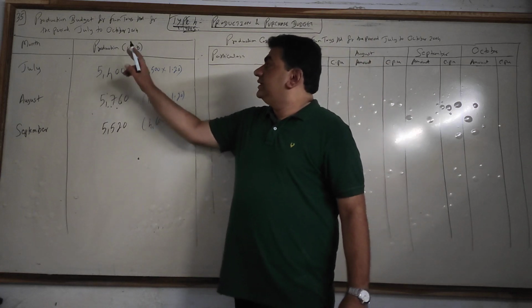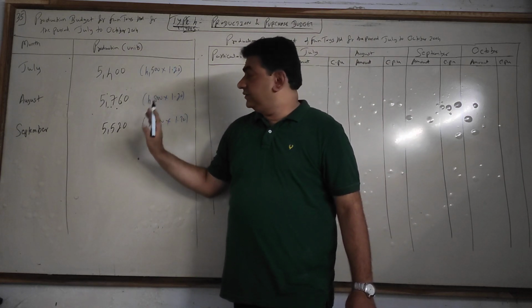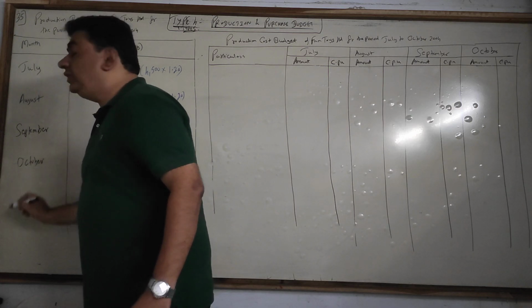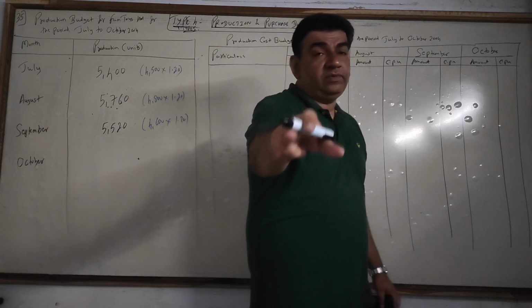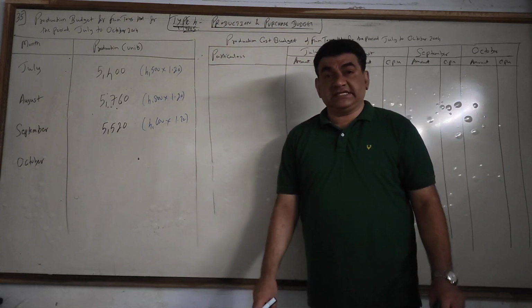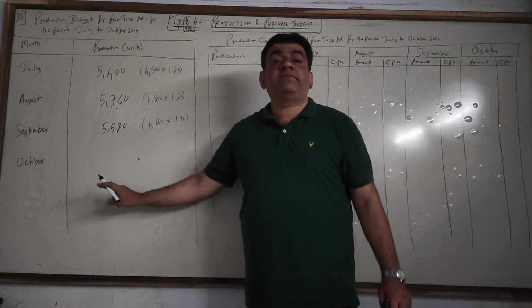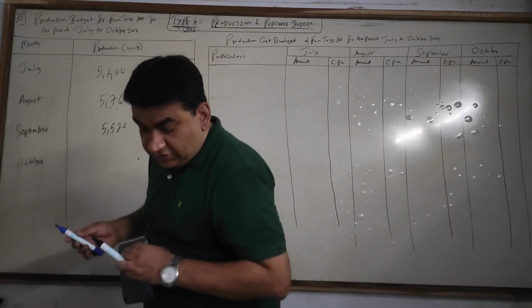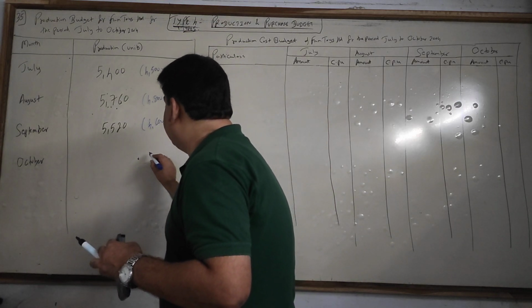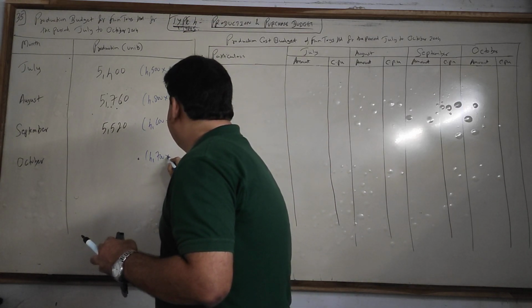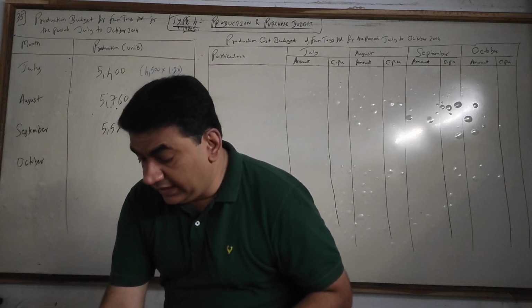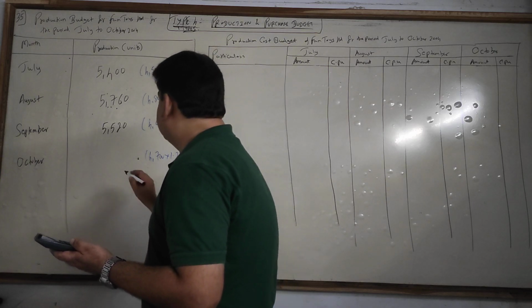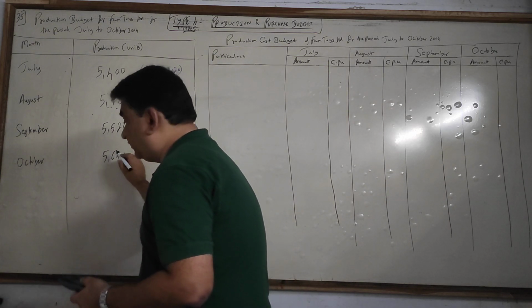Now see, they have told you to prepare till October. So the last month will be October, and to get the production data for October, they have given you November's sales, because the units we will produce in October will be November's sale into 1.2 times. What's my November sale? 4,700. So 4,700 into 1.20 gives you 5,640.